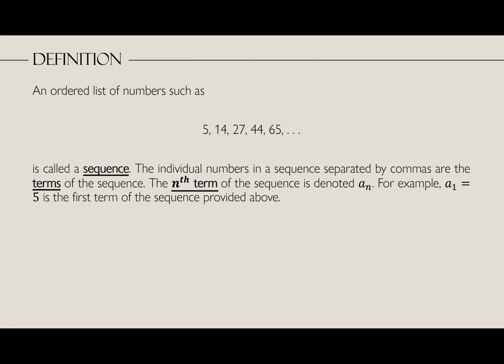Specifically, we can identify the nth term of the sequence. So, for example, the first term, like I said earlier, was the 5. And I would write the notation a sub n for my nth term. Or in the case of my example, I can say a sub 1 is 5 because it's the first term of my sequence. Similarly, I can say a sub 3, the third term, is 27. So we have a sequence.